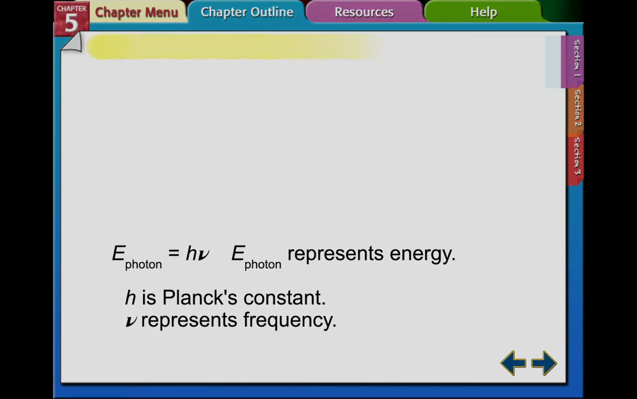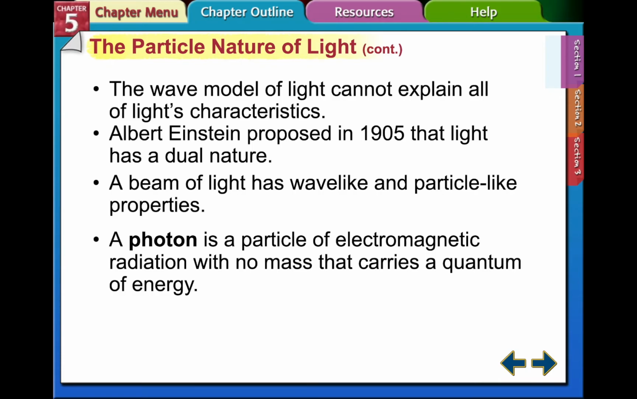So we knew that light traveled in a wave, but it didn't explain all of light's characteristics. So Albert Einstein proposed that light not only has a wave-like property, but also has a particle-like property as well. This particle that makes up light is called a photon. The photon itself is a particle of light. It has no mass, but it carries energy with it, and that quantum of energy that it carries is a bundle of energy.